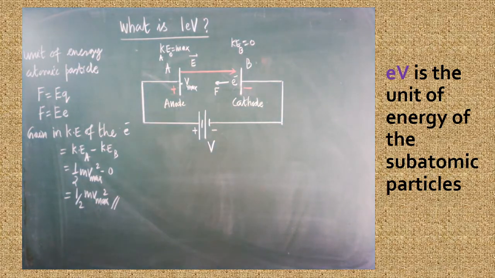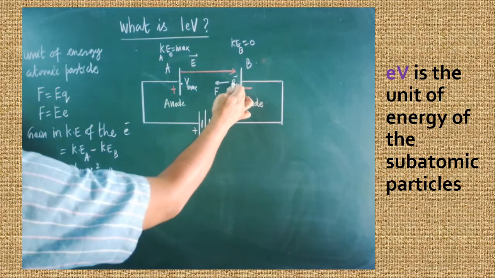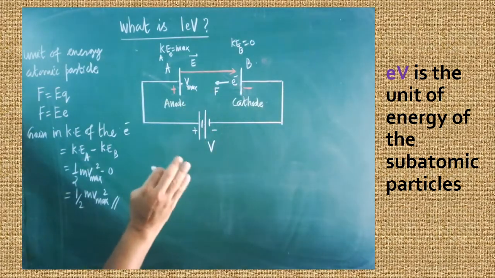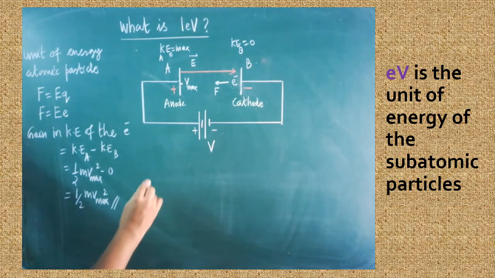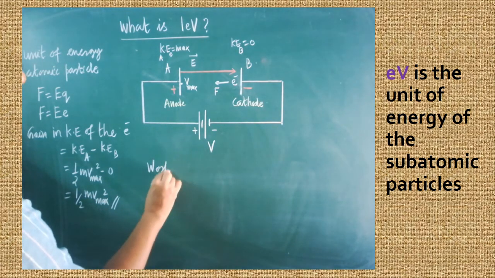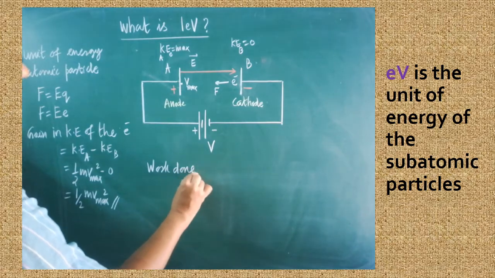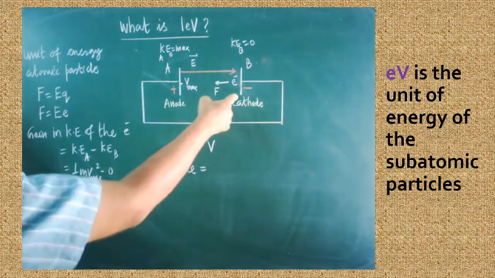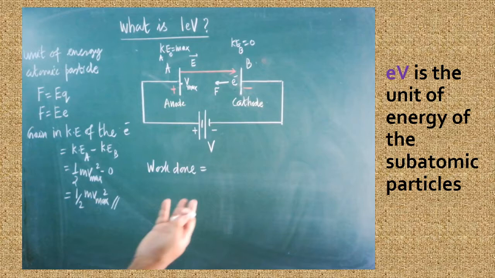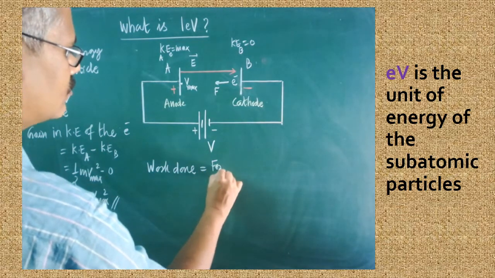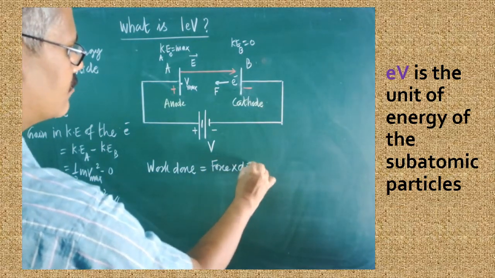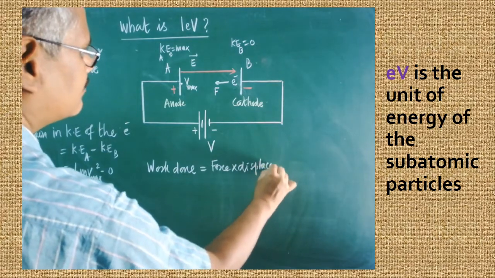Are you clear? Here, to move the electron from here to there, some amount of work must be done. So how will you calculate the work done in moving the electron from one plate to another plate, that is from cathode to anode? What is the fundamental formula? Force into displacement.